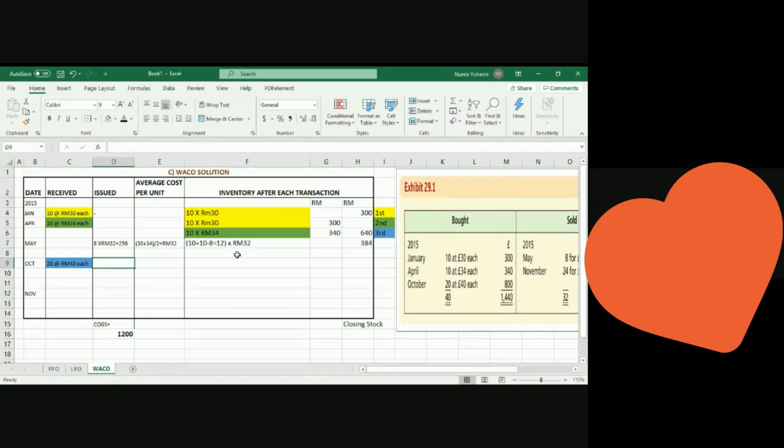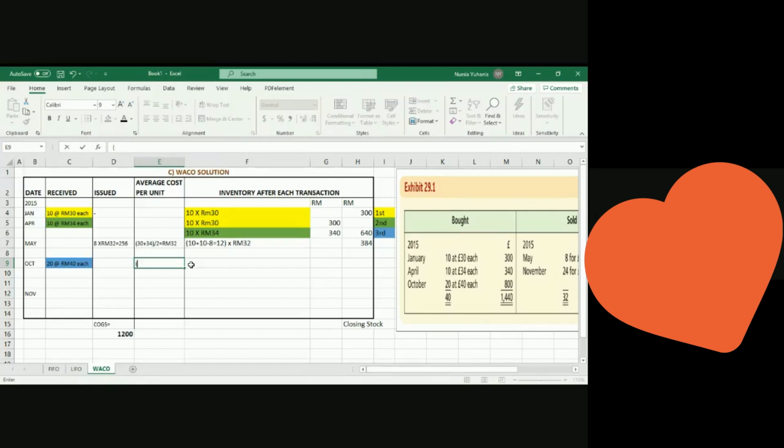Okay, so now let's look at October. In October you purchased 20 materials at $40 each. So now there will be a new price. Because of what happened in October, what will be the new average price after you take this 40 ringgit? Again, you need to calculate. Can you try?